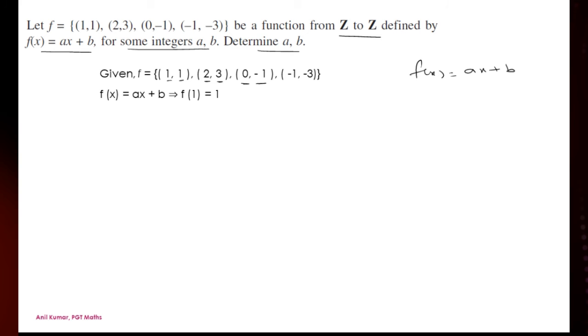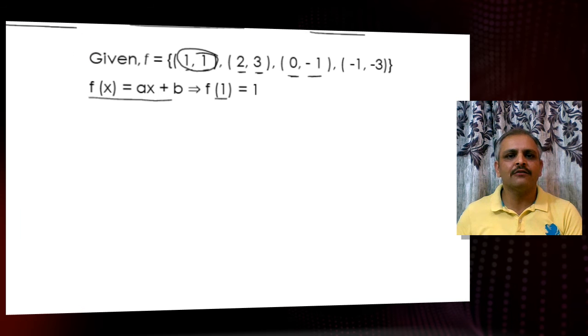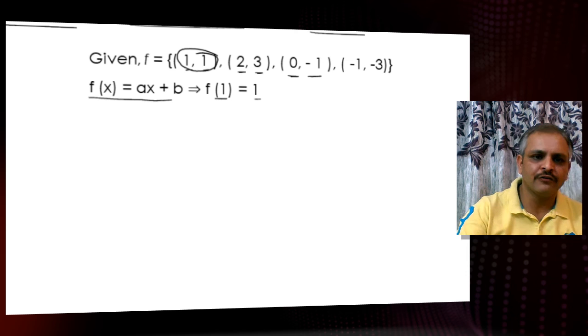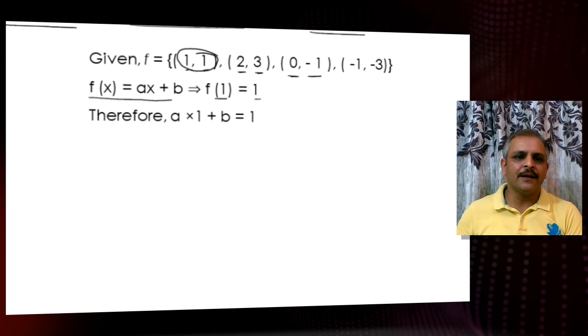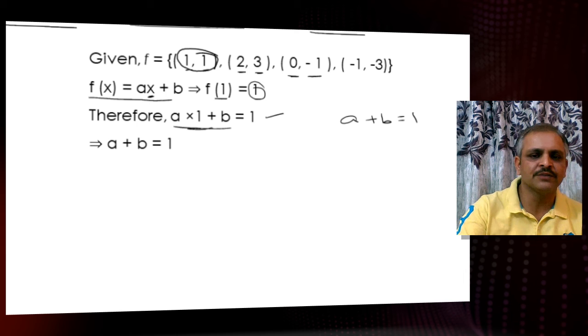First I am taking the first point, 1 comma 1. That means in the function, if I take x equal to 1, the value of the function will be 1. So let's put x equal to 1. It becomes a, replacing x with 1, a into 1 plus b. And the image is given equal to 1. If you simplify, it becomes a plus b equal to 1. So this is my first equation.